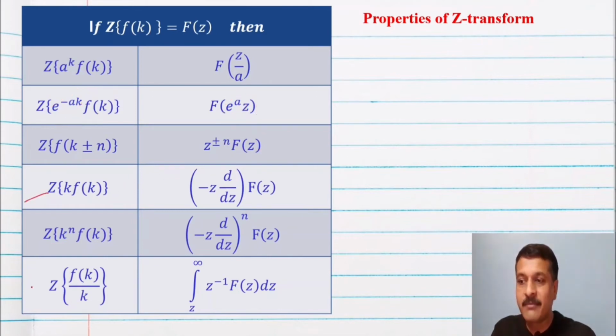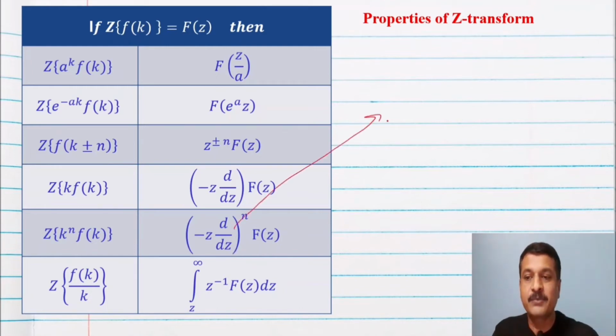These two are very important because here we have multiplication with k and division by k. Here, the Z transform of k into f of k is nothing but minus z into d by dz of f of z, and the Z transform of k raised to n into f of k is nothing but minus z into d by dz raised to n into f of z.